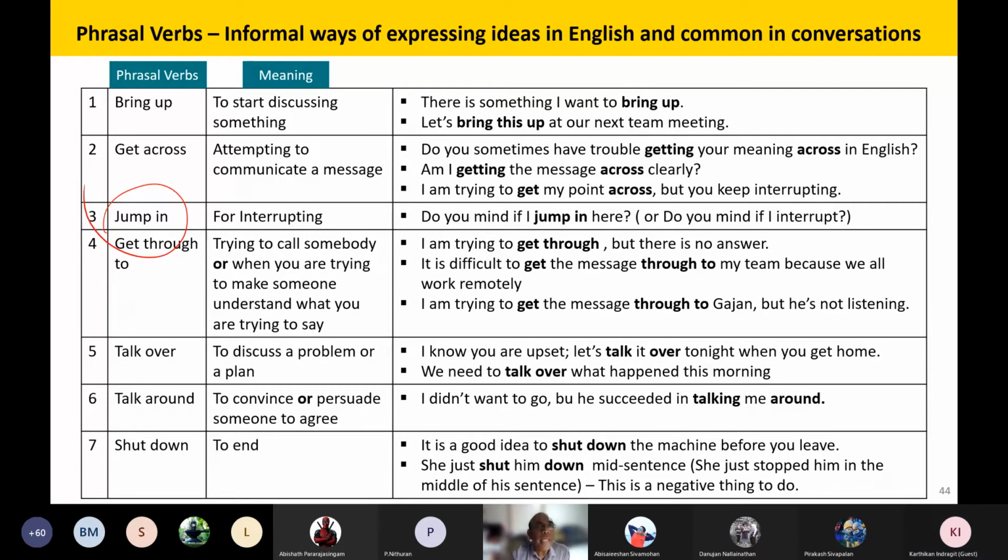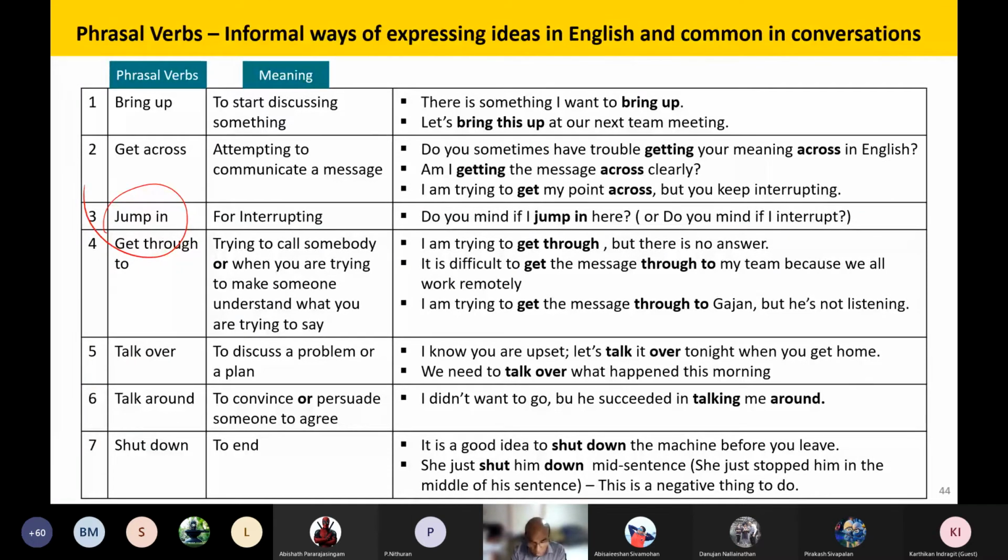So jump in means interrupting. So what happened is that, can I? Yes, Abhishasan, yes? So can I? Yes, you can. If you'd like to interact with the professor, you can jump in. Well, that's not 100%. I think jumping in, interrupting, is correct.